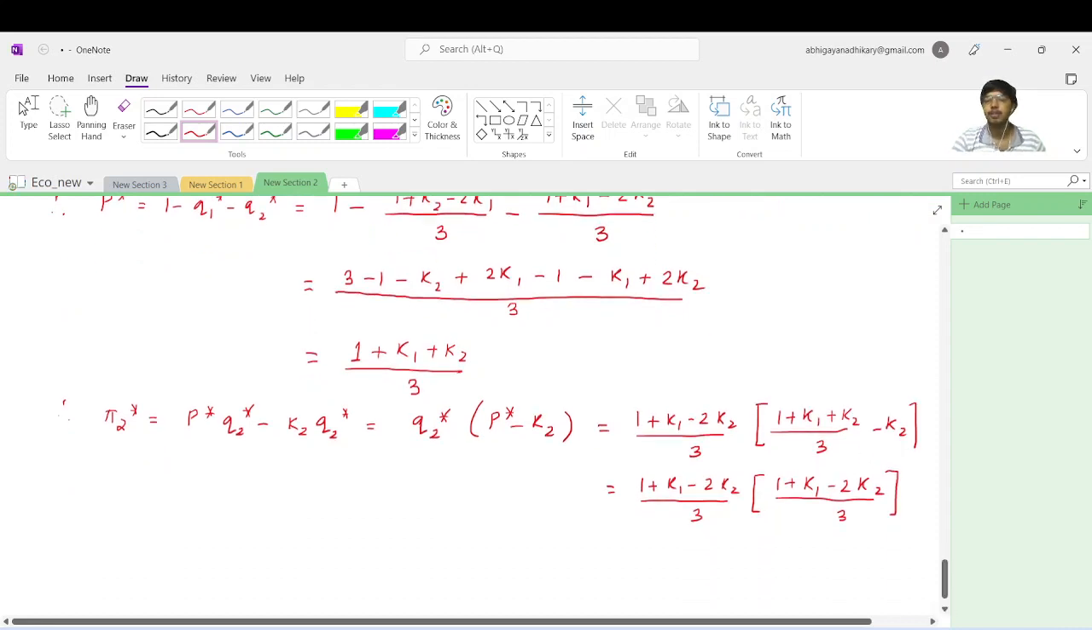So the final answer is 1 plus k1 minus 2k2 divided by 3, whole square. And in the options, this basically matches with option number D. That's the answer. Thank you.